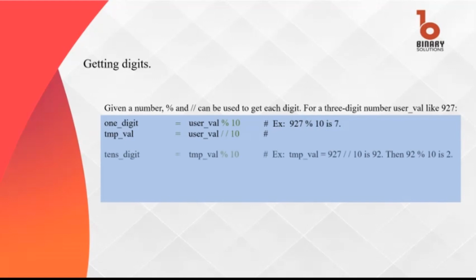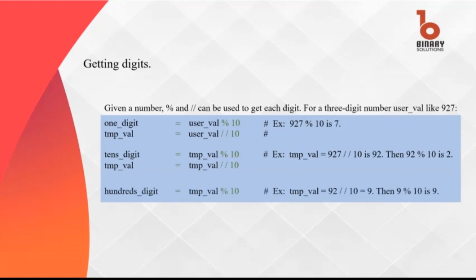Next, we apply the modulus operation to 92, temp val modulus 10, extracting the tens digit, 2, and then divide 92 by 10 to get 9. Finally, using modulus on 9 gives the hundreds digit, which is 9. This process efficiently breaks any number into its individual digits using repeated modulus and integer division.